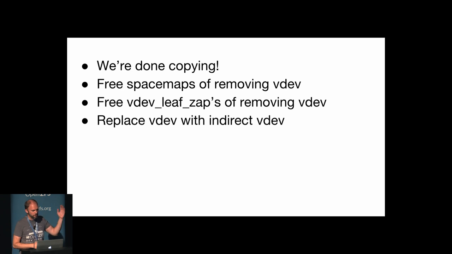We free the space maps of the device we're trying to remove because we don't need them anymore. There are some other little bits associated with the removing VDEV. We get rid of those. And then we replace the VDEV. In this example, it's a mirror VDEV with two disk VDEVs as the leaves. And we replace that whole thing with an indirect VDEV, which is a new VDEV type.